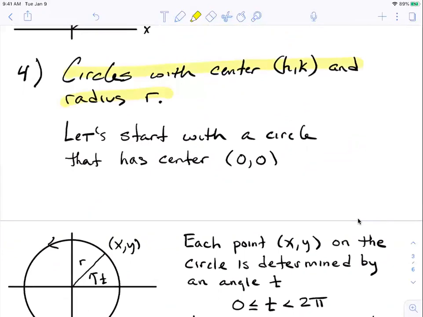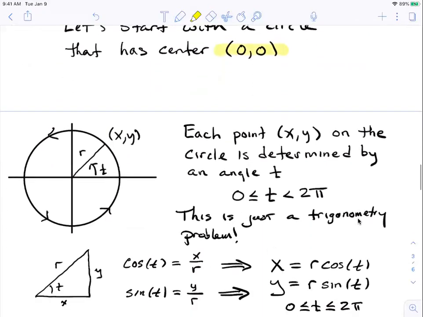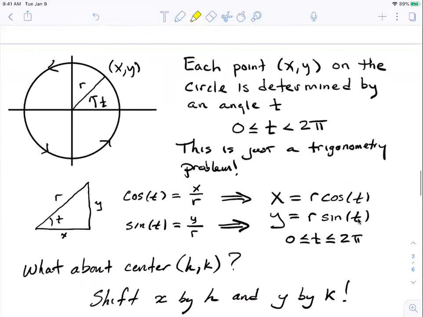Let's start with a special case where the center is at the origin. So I've drawn here a nice circle. I want to give a shout out to Vinny in our class for teaching me a little bit about how to use this notepad software. So thanks, Vinny. I hope you're proud of your student.